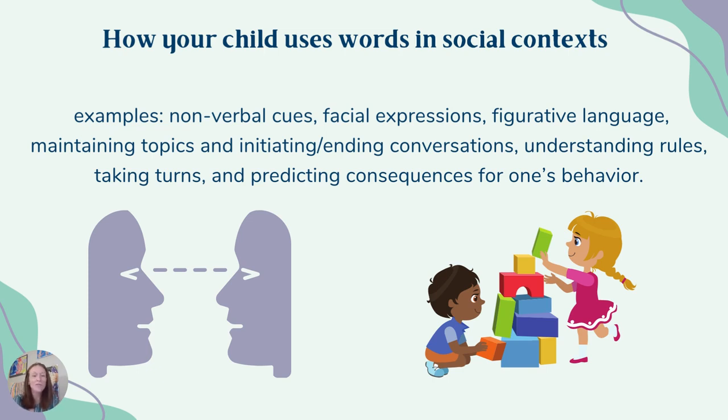And then also predicting consequences for one's behavior. So if I hit Johnny, I'm going to get a timeout or I'm going to get in trouble. Can a kid predict that? Probably not. Johnny just took their block and they're mad, so they whack him. They're not even thinking about in the future what's going to happen because their brain hasn't developed that process yet.